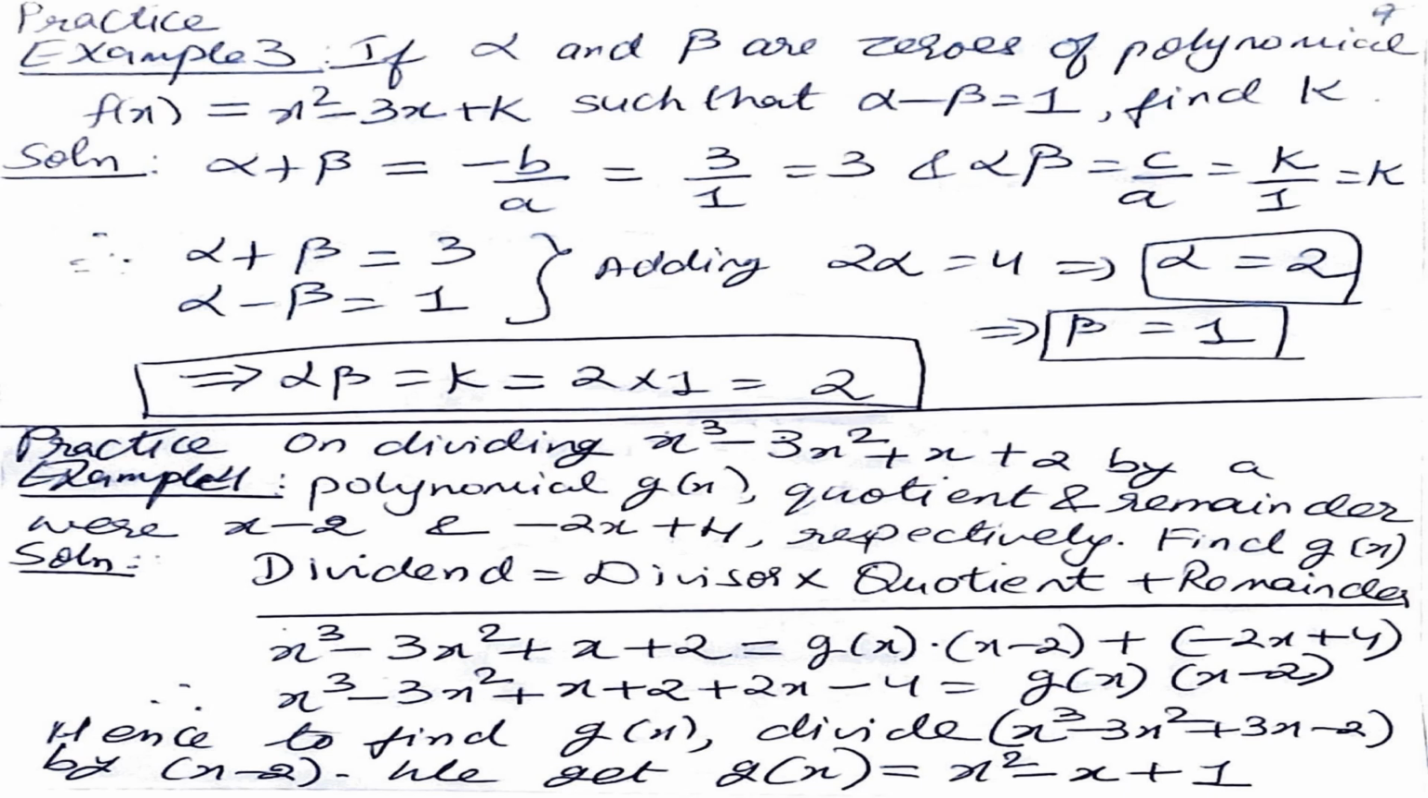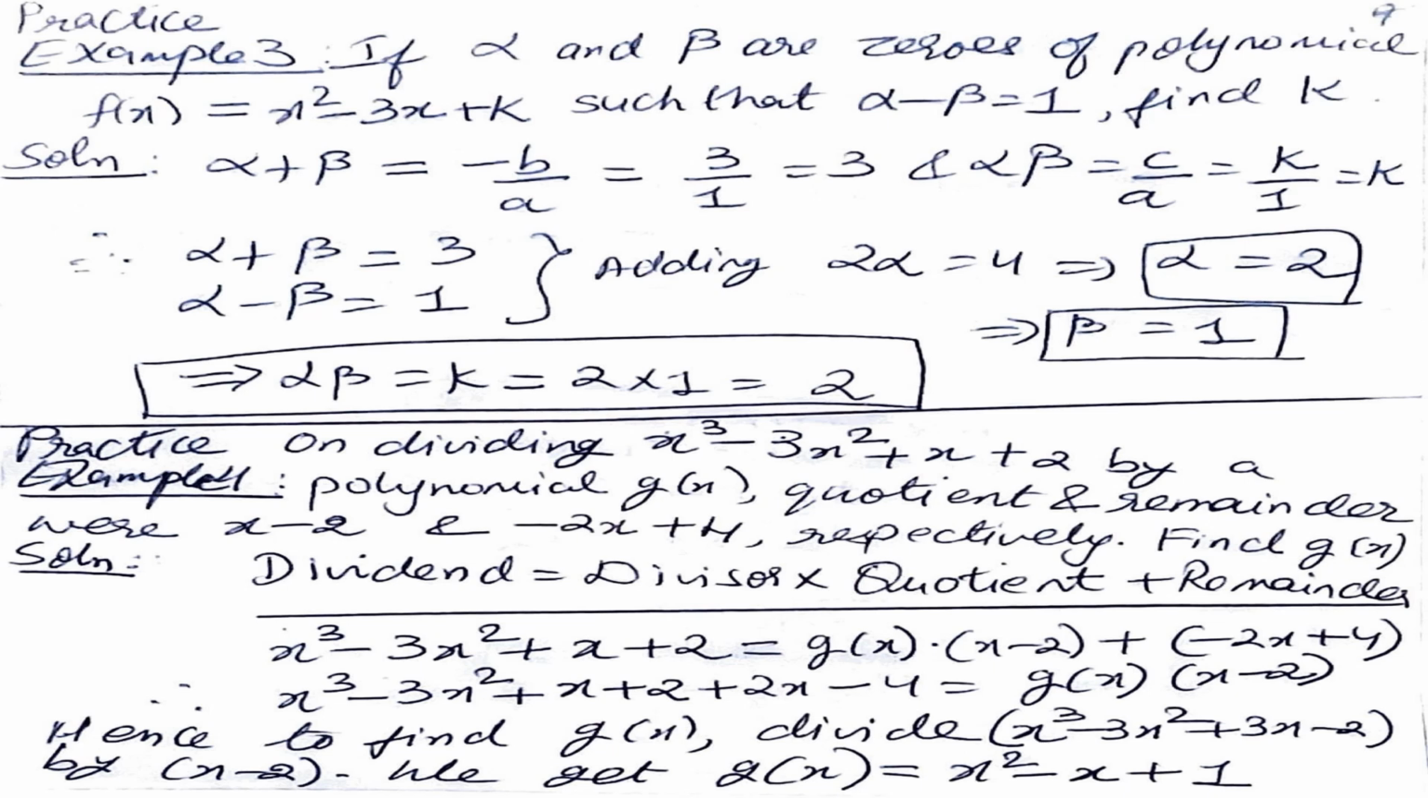Example 4. On dividing the polynomial x cube minus 3x square plus x plus 2 by a polynomial g(x), the quotient and remainder are found to be x minus 2 and minus 2x plus 4 respectively. Find g(x). Now we have the important relation: the dividend polynomial will be equal to the divisor polynomial into the quotient polynomial plus the remainder polynomial. So over here the dividend is x cube minus 3x square plus x plus 2. We are not given g(x), the divisor polynomial. The quotient is x minus 2 and the remainder is minus 2x plus 4.